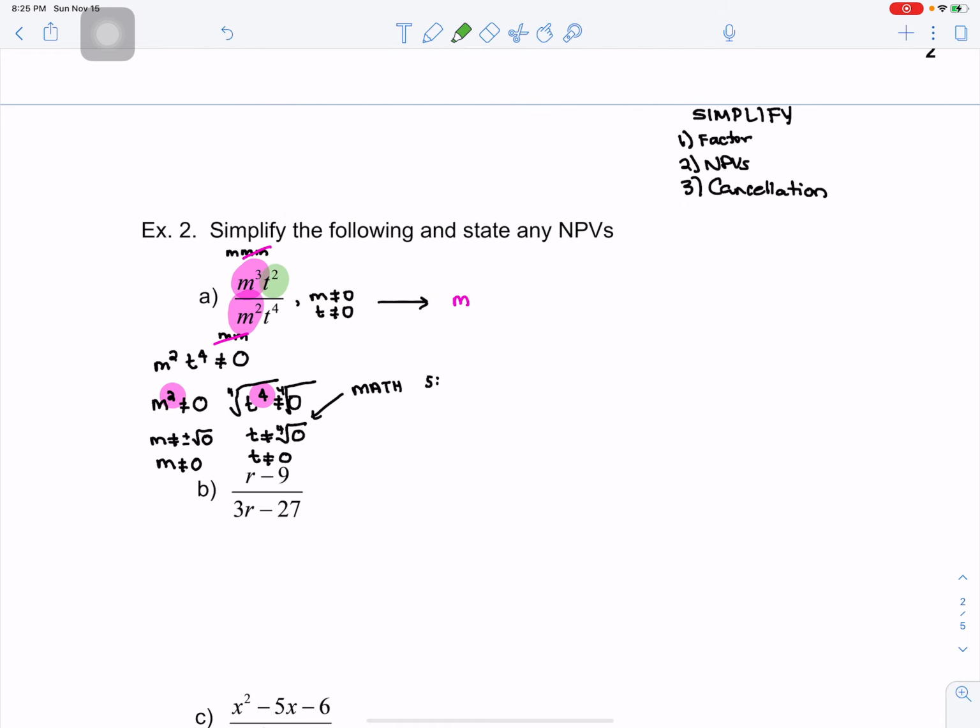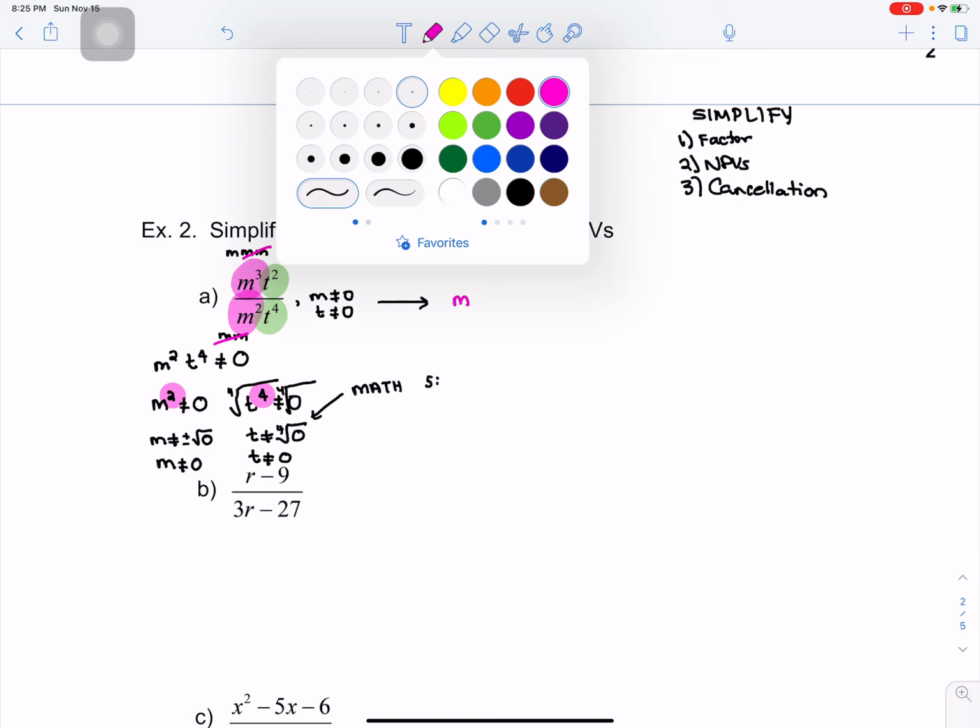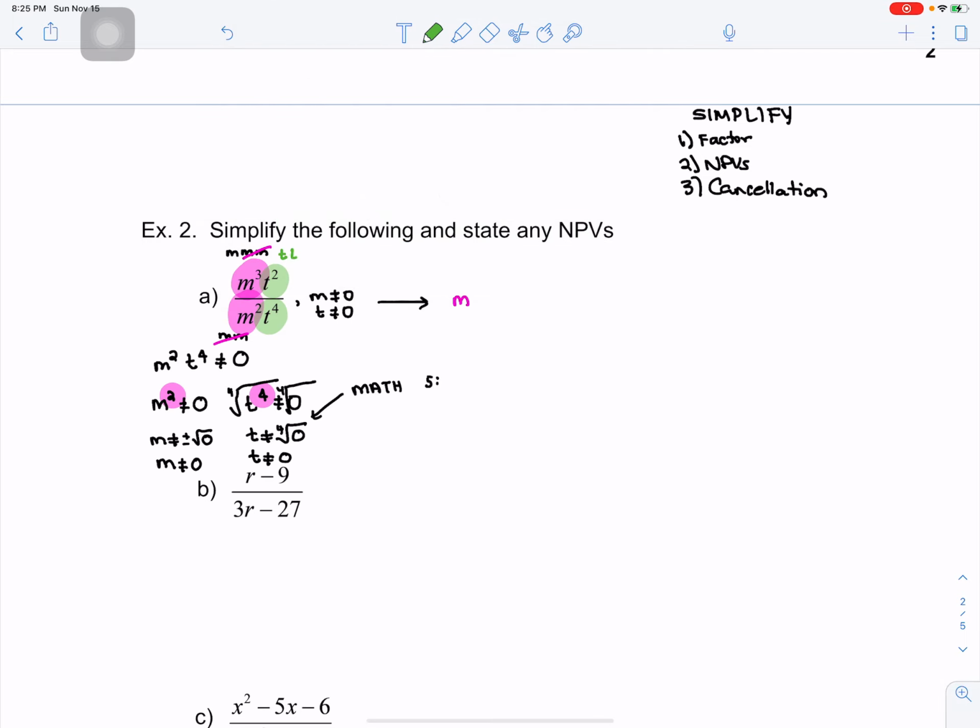I'm going to look at my t squared and my t to the 4th. So that's kind of like t. I want to know how many of them can cancel out. Well, the 2 on the top can cancel with the 2 on the bottom, and then I'm going to be left with a surplus of 2 t's on the bottom being multiplied out. And then I'd state my NPVs. M is not allowed to equal 0. T is not allowed to equal 0. That would be my final answer for the problem.